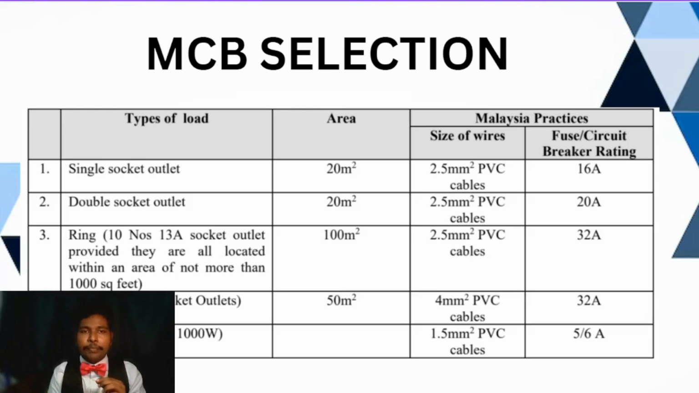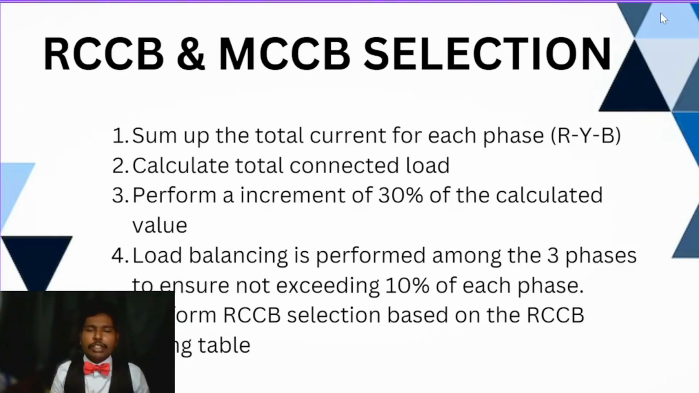The miniature circuit breaker. In this case, they have provided a detailed table, which I have displayed on the screen, according to the type of load, area, and also the specification of the wire, followed by the suitable rating of the breaker. Now let's discuss the RCCB and also MCCB selection, which is a very crucial part of assessment 3 and was later carried forward to assessment 4.